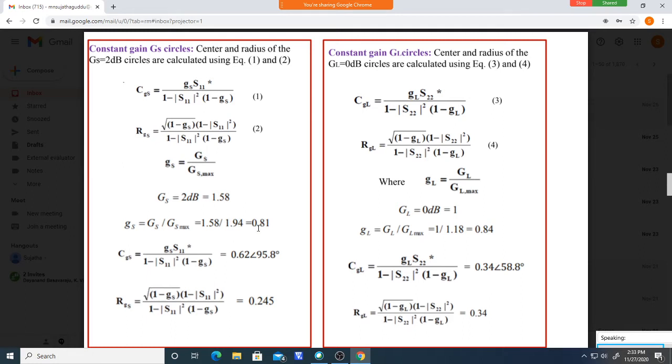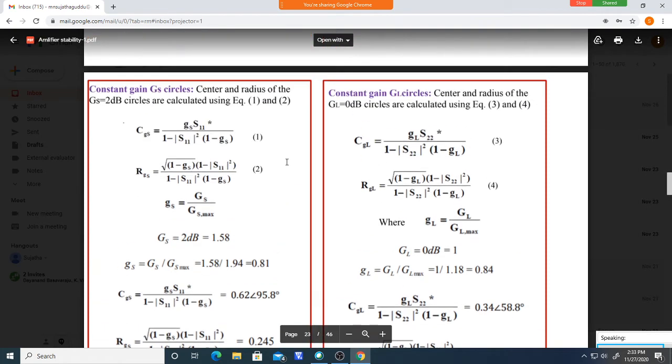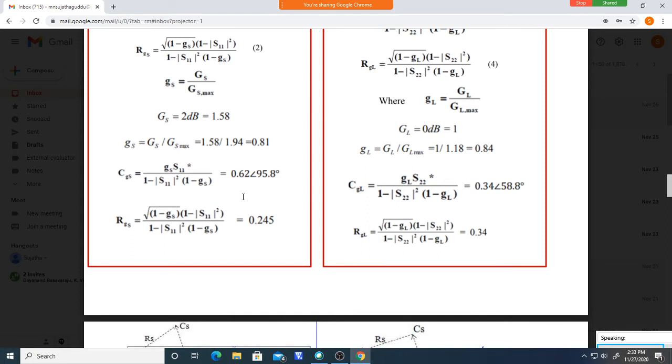Okay, you take a ratio of that. That is the normalized gain GS, 0.81. That you substitute here. Similarly, you substitute here, and you will be getting the center and radius. So this is the input gain circle to get 2 dB. You should now draw this circle.